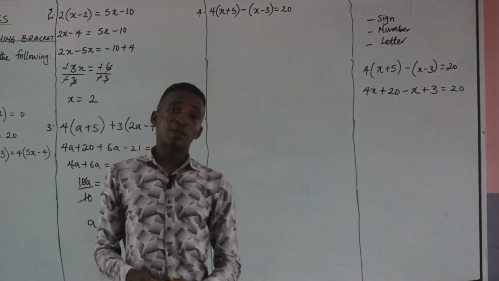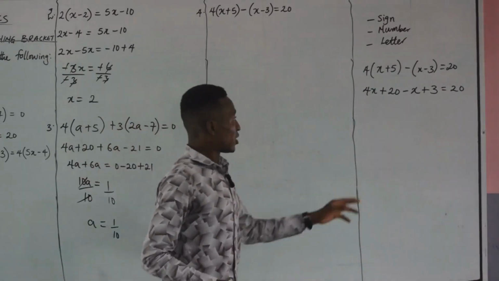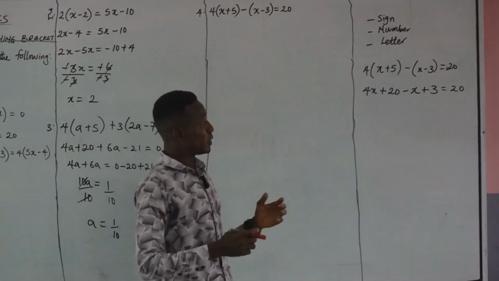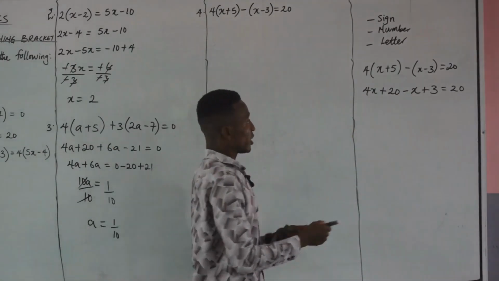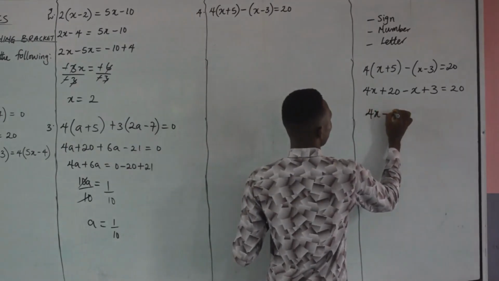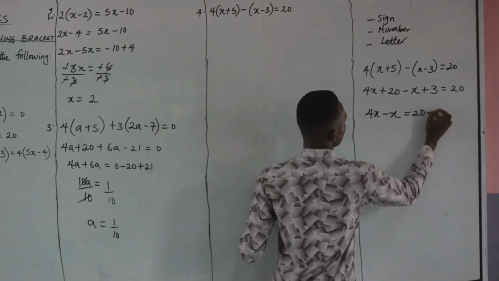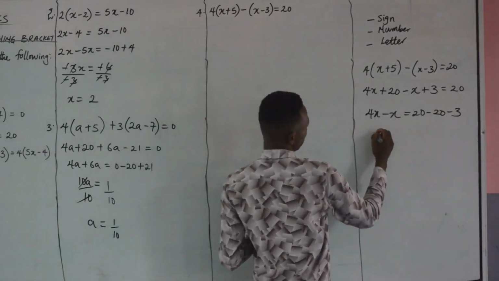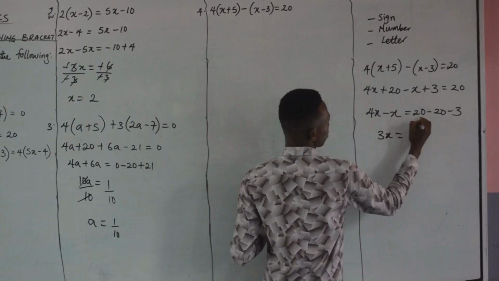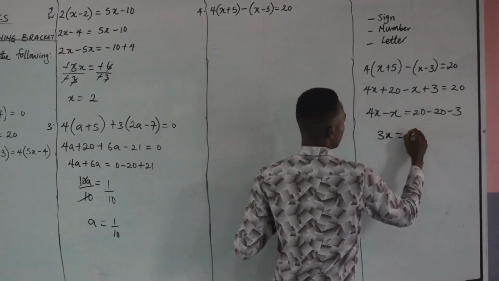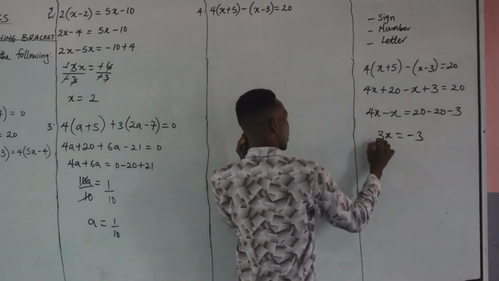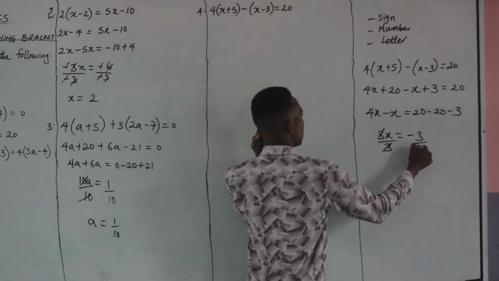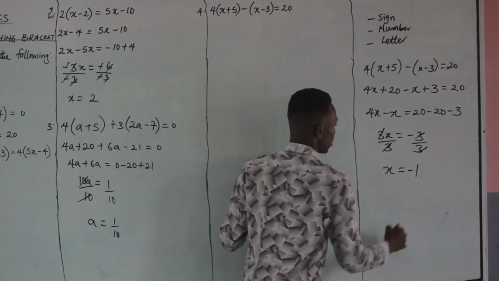Now we have to collect our like terms, and while collecting the like terms, as usual, put all the algebra on the left hand side, then you put the number on the right hand side. So here we have 4x minus x equals to 20 minus 20 minus 3. So 4x minus x gives you 3x equals to 20 minus 20 is 0 minus 3, minus 3. So we have 3x equals to minus 3, divide both sides by 3. This and this is gone, so we have x equals to minus 1.